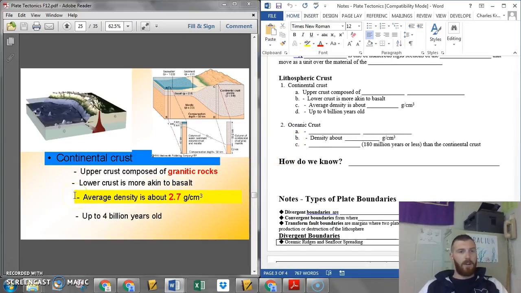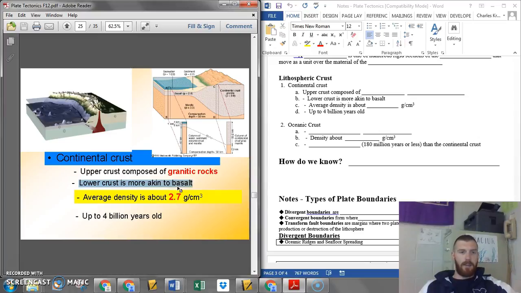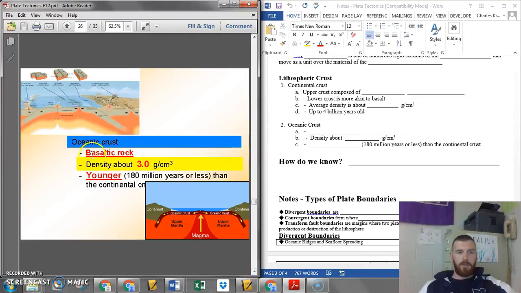So talking about lithospheric crust now, we have continental crust, which is the upper crust, composed mostly of granitic rocks. We talked more about this in a previous PowerPoint slide. And the lower crust is more akin to basalt. We talked about that as well. Average density is about 2.7 grams per cubic centimeter and is up to about 4 billion years old. Oceanic crust is mostly basaltic rock, has a density of about 3.0 grams per cubic centimeter, so you can tell it's a little bit more dense than continental crust. And it's younger, about 800 million years less than the continental crust.